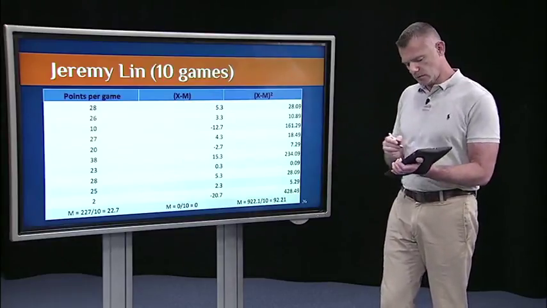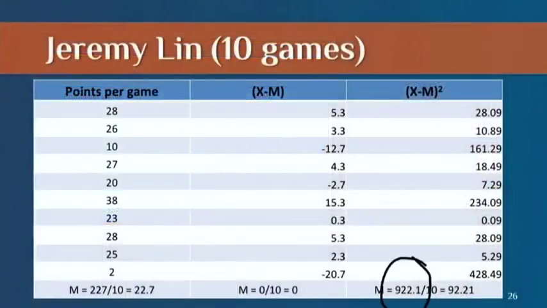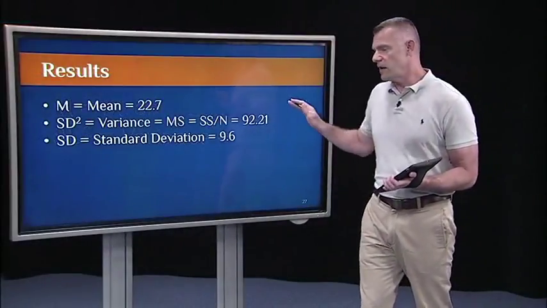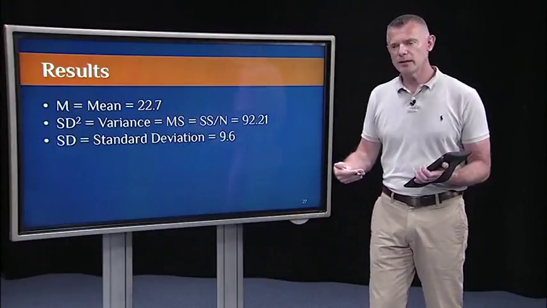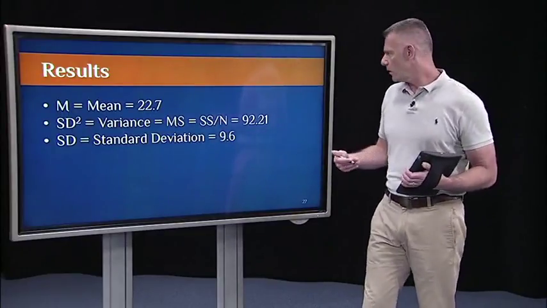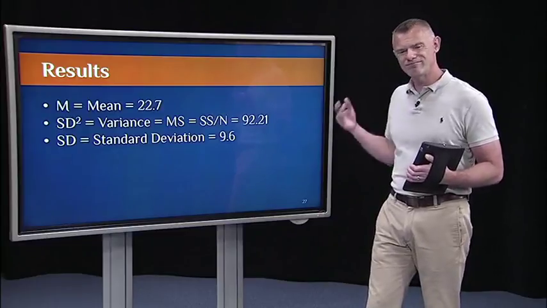This number down here, sums of squares, is 922 divided by 10, because there were 10 games. That gives me mean squares. That's variance. So to summarize the results, his mean, or average points per game during that time, was 22.7. His variance, or mean squares, was 92.21.